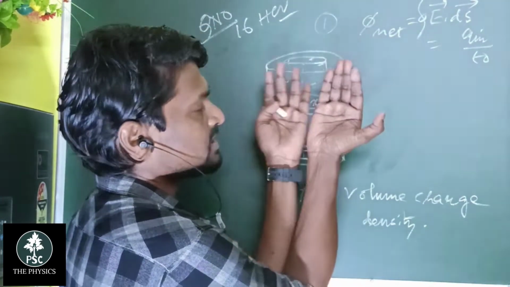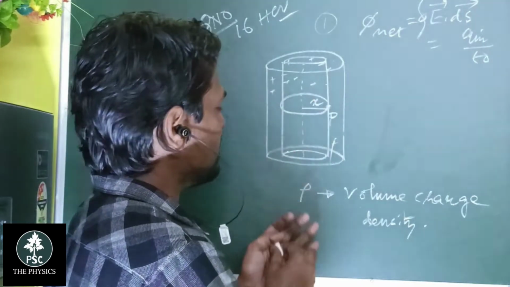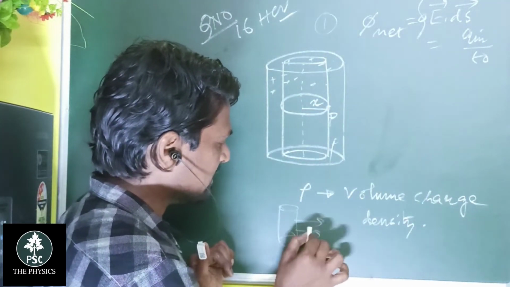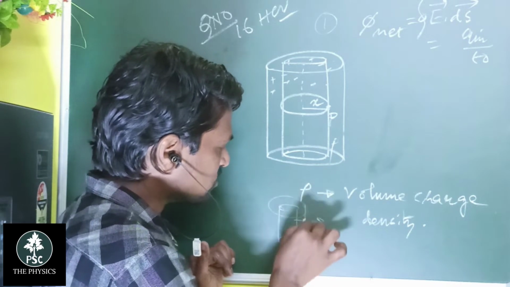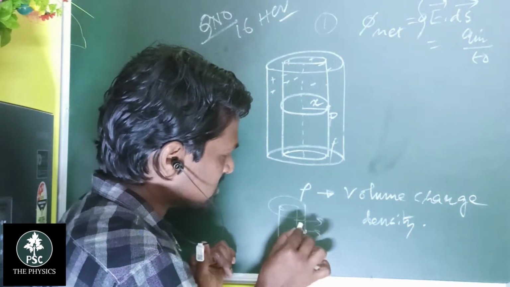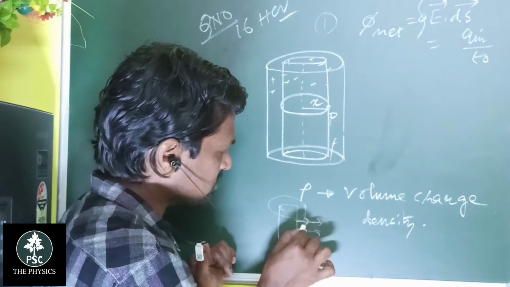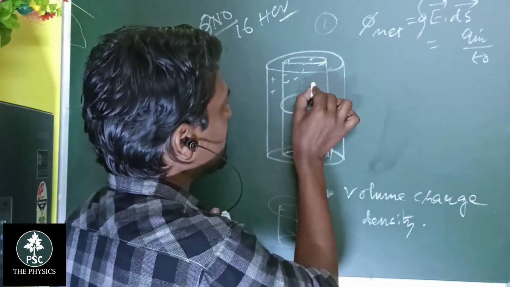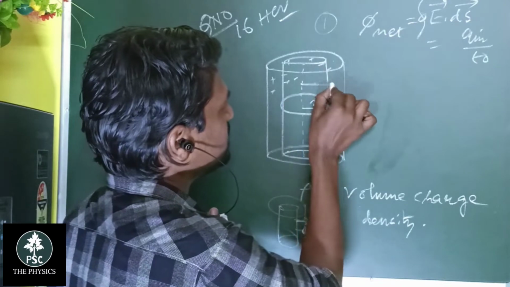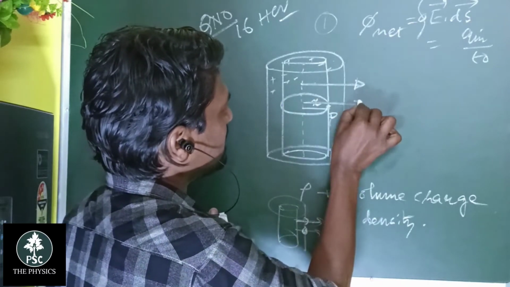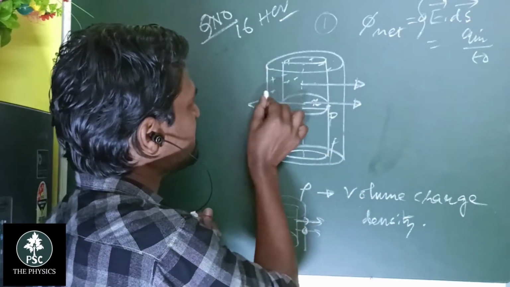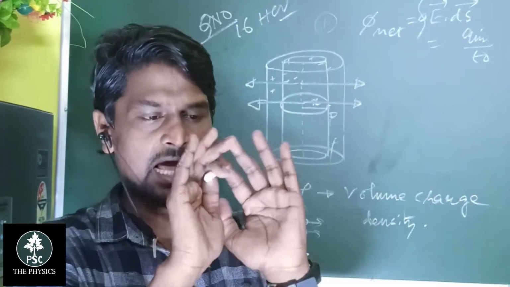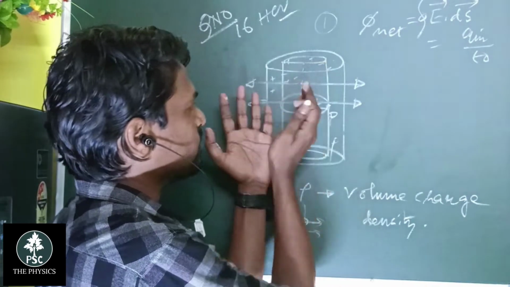If we take a Gaussian surface around this charge distribution, it creates a field, and the field lines cross that surface perpendicularly. So the flux is generated due to these charges. It is a 3-dimensional concept, so electric flux is generated around that particular cylinder.